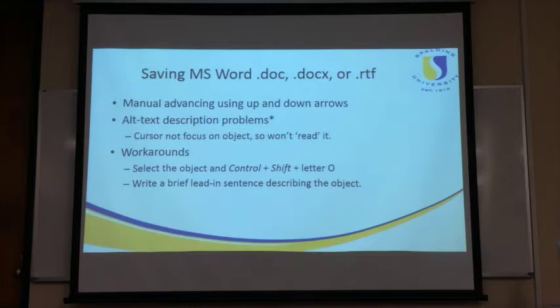And what do I mean by that? If you have an image with an alt text description in a saved MS Word document, the image may not be in focus to your actual cursor, and thus it won't be read by the screen reader. So in order for JAWS to read an image in a saved MS Word document, the user may actually manually have to put their cursor over the image and then use Control, Shift, and the letter O.